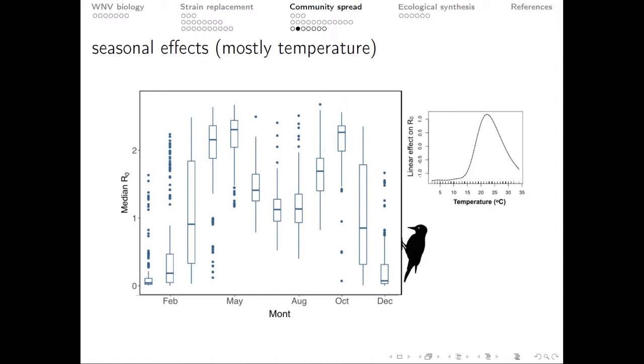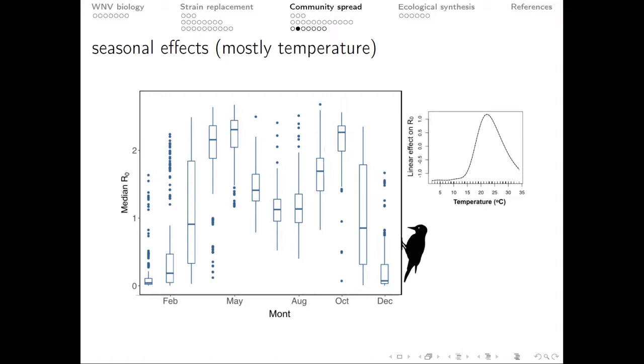So we do all this work, we put all these pieces together. As is often the case, your first conclusion is the one that any biologist would have said: oh, well, yeah, of course. So there's a very strong effect of temperature. And if we look, these are for all the communities that we estimated R0 for in a given month, this is the distribution. So these are across years and across counties.